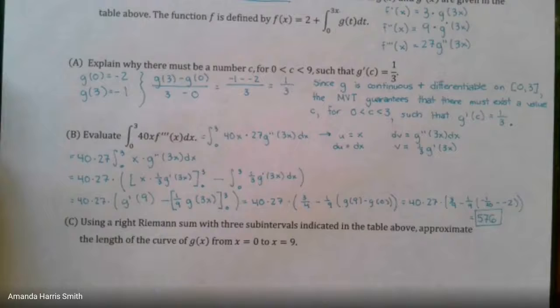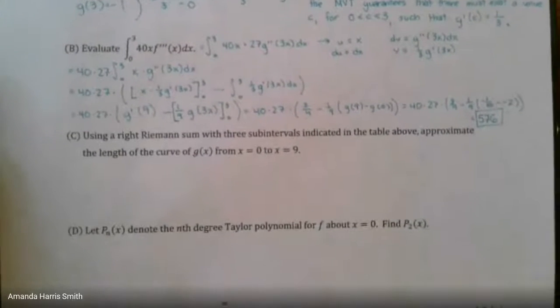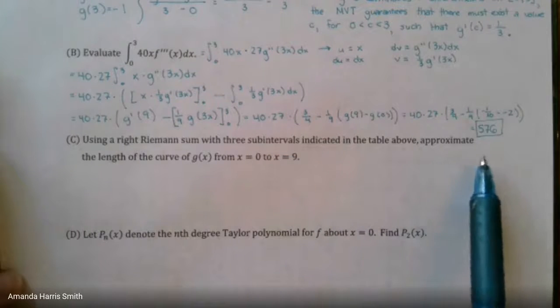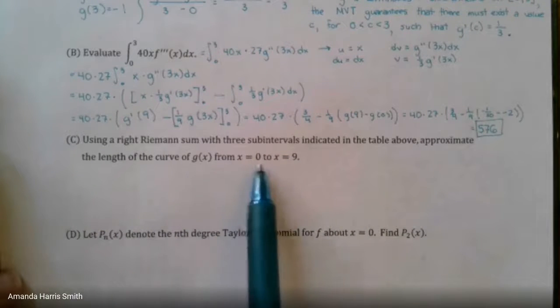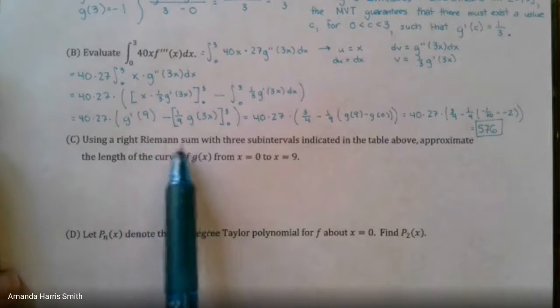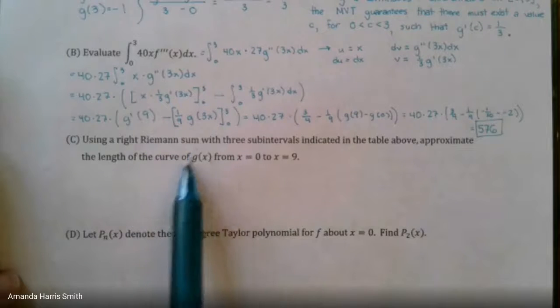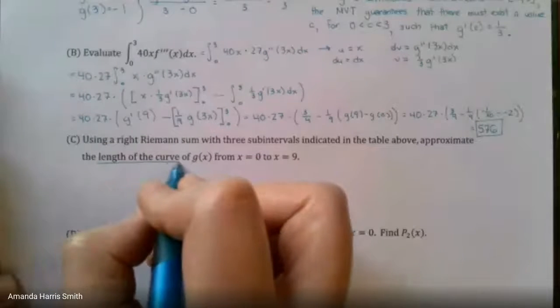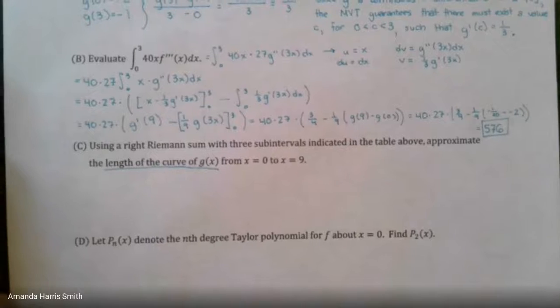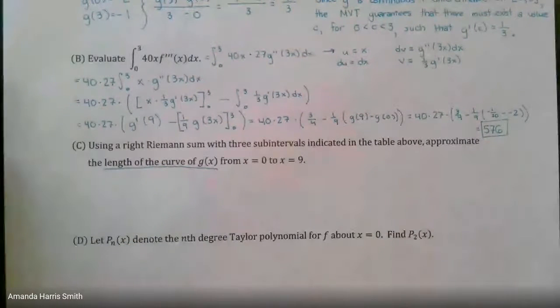Okay, now let's move on to part C. Using a right Riemann sum with 3 subintervals indicated in the table above, approximate the length of the curve of G from x equals 0 to x equals 9. Now, if you see right Riemann sum, that should make you think of AB until you get to the words right here, which is very much a BC question. The length of the curve of G of x. That's just a formula that you need to remember that we did earlier in the fall.